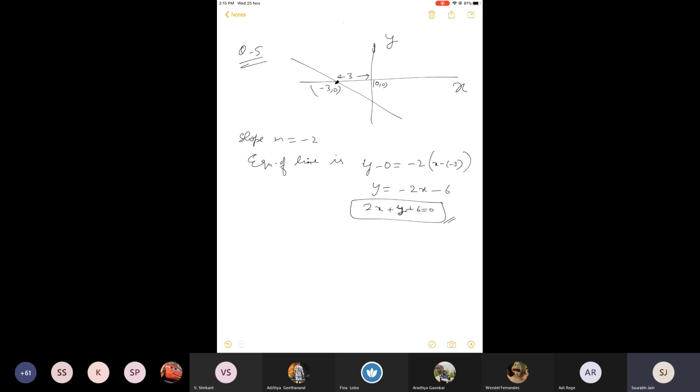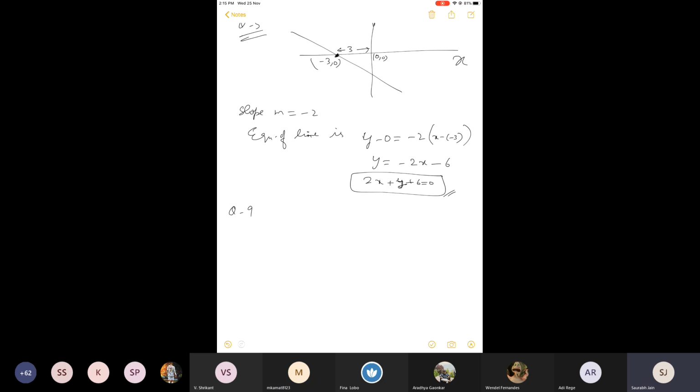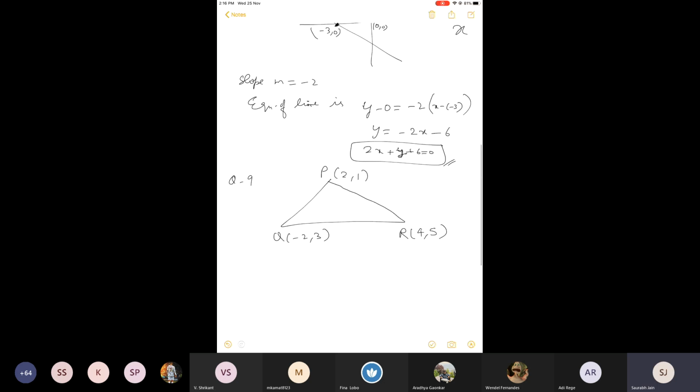Now till question number 10, question number 9. Vertices of a triangle are given. Find the equation of median. Draw any triangle such that vertex P is (2, 1), vertex Q is (minus 2, 3), vertex R is (4, 5). We have to find the equation of median through the vertex R.